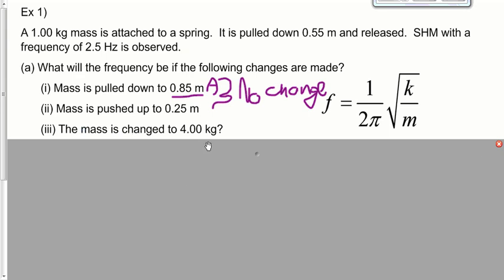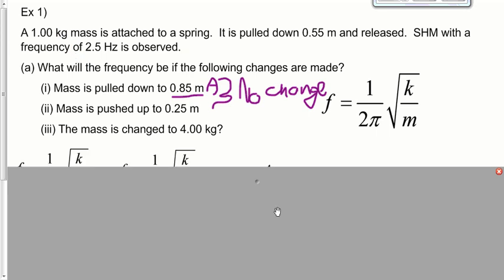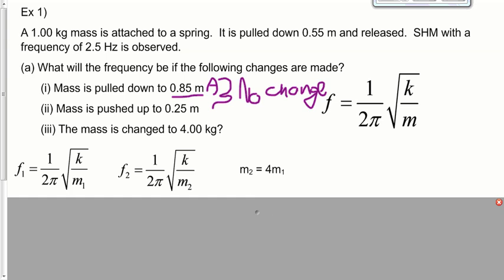We're going to change the mass. So the mass was 1 kilogram. Now we're going to use a 4 kilogram mass. We want to see what sort of frequency it will have, because it used to be 2.5 hertz before. So to do that, let's write out a couple things. The first one is just the frequency expression right up here, but I'm going to give it some subscripts. I'm going to call it F1 and M1, because if I have M1, which is 1 kilogram, the frequency is going to be F1. So this would be 2.5 hertz and 1 kilogram.